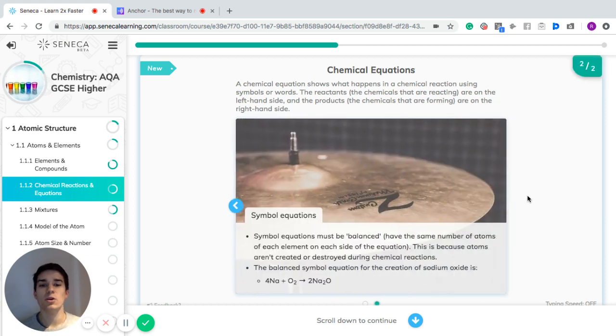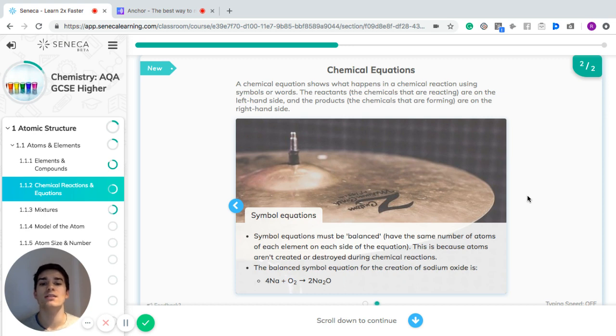There are also symbol equations. So symbol equations must be what we call balanced, and that means it must have the same number of atoms of each element on each side of the equation. So if there are two oxygen atoms on the left-hand side of the arrow, there must be two oxygen atoms on the right-hand side. And remember, this is because atoms aren't created or destroyed in chemical reactions.